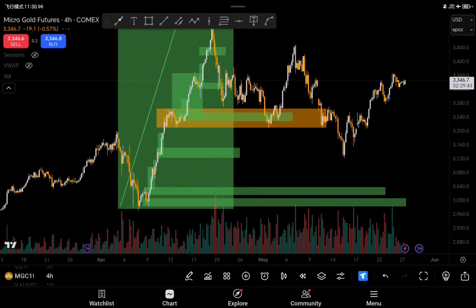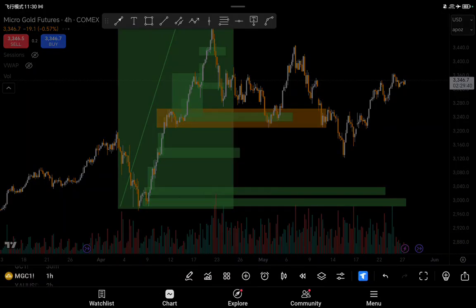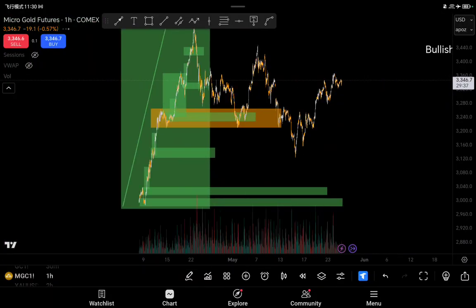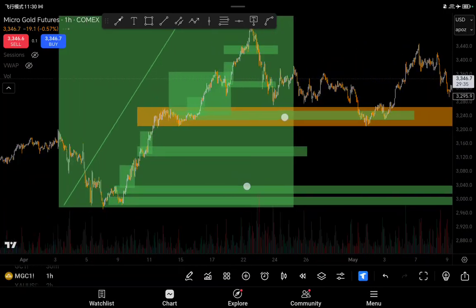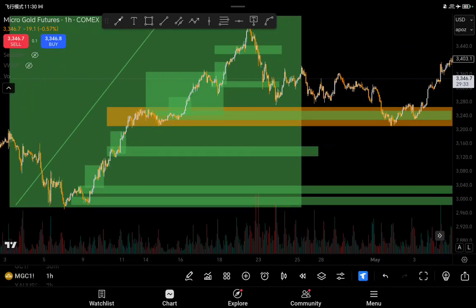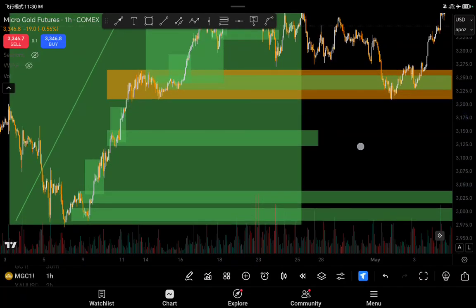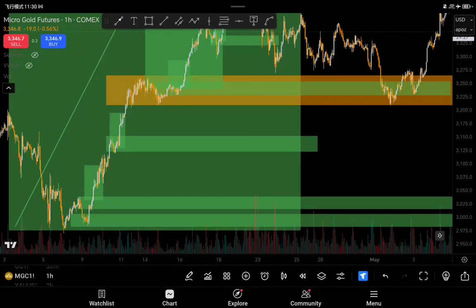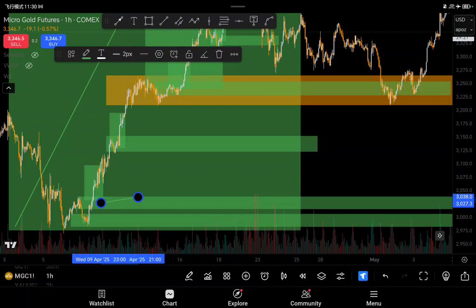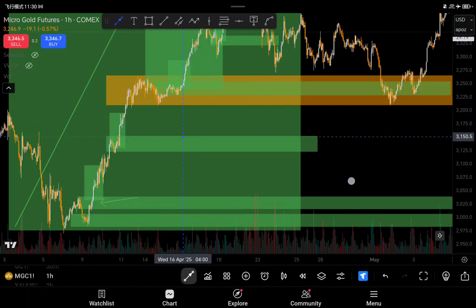Okay, so we complete the H4, then now we go to H1. Very easy for this entire move. We want to look for very obvious pushes. And you can see most of the time H4 and H1 are quite similar. Yeah, the green one that we drew just now is the H4.